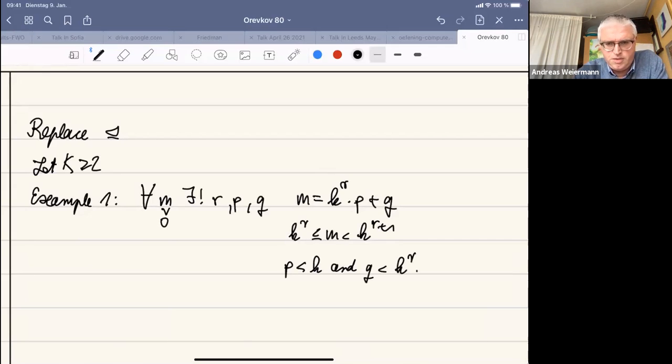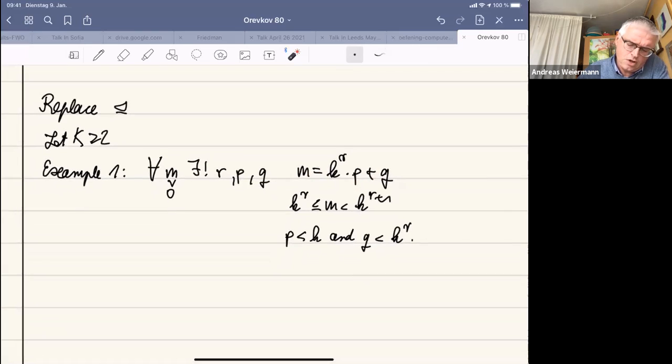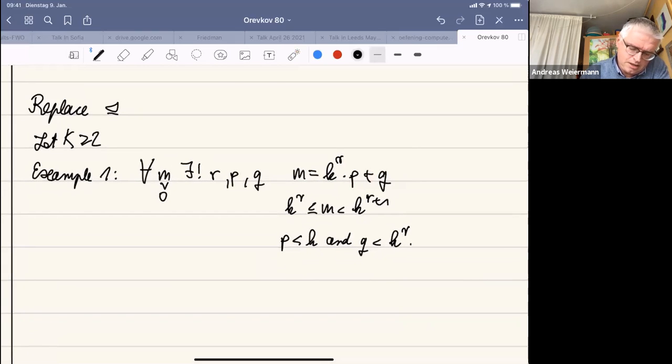By the Euclidean algorithm, division with remainder, one can show that there are unique r, p, and q with this property. And in this sense, I can say that m has this form, this so-called k-normal form. With a k-normal form, I define a base change operation. Namely, I replace base k by number L. And this means, well, go into the base k representation and define it inductively by replacing this k by L and do it hereditarily in r and q.